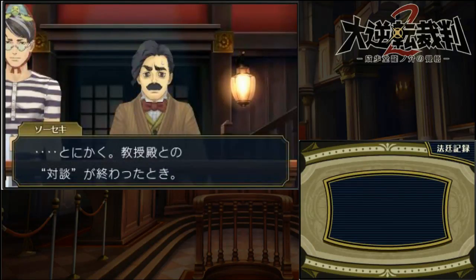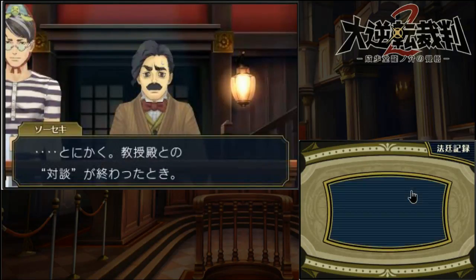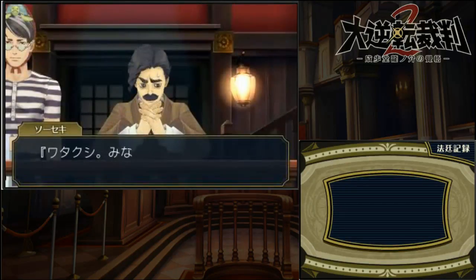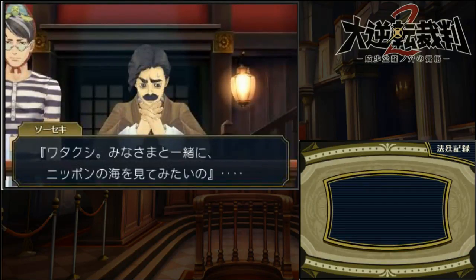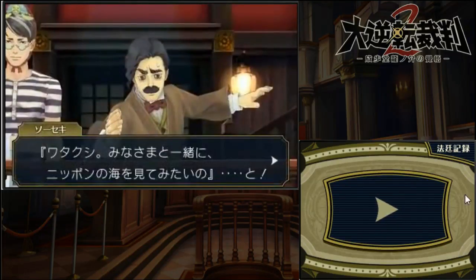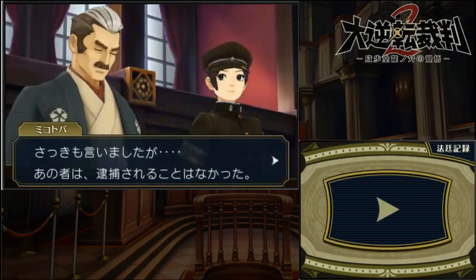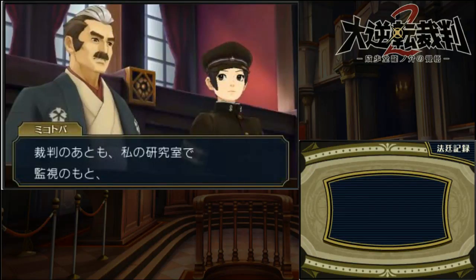That aside, when my conversation with the good professor ended, that English woman appeared in the laboratory and exclaimed, "I do so wish to gaze upon the Sea of Japan with everyone here." I may have said this earlier, but that woman was never actually arrested. Even after her verdict was passed down, she continued her research, but under my supervision in my lab.